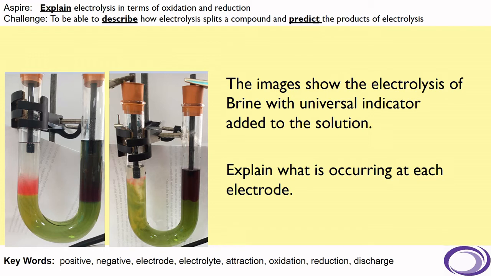I'm not going to use a timer for this, so if you want some time, just pause the video and have a little bit of a think. Why have we got purple solution over here? Why has the universal indicator turned purple? What causes that? And over here, what's caused it to turn red and bleach?